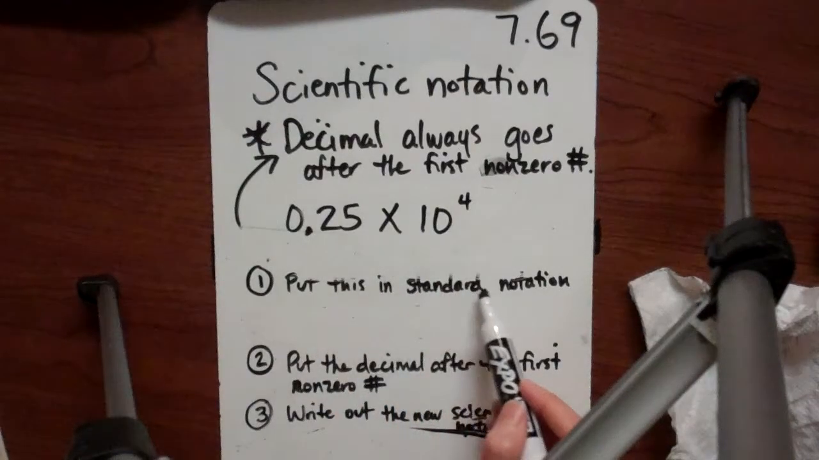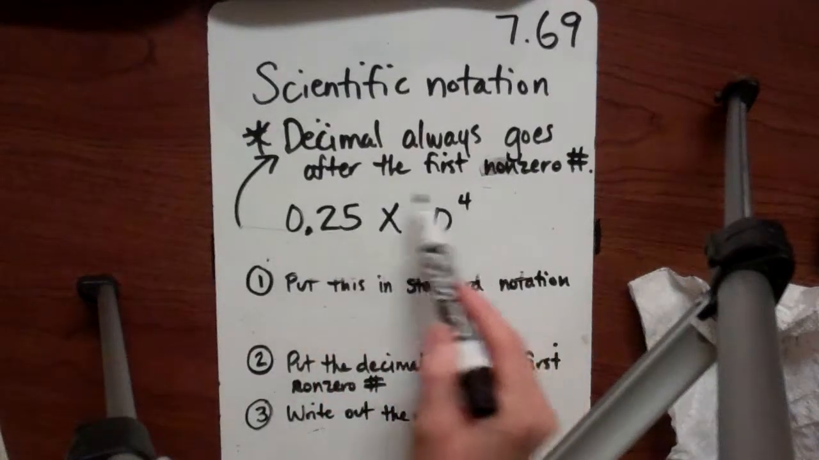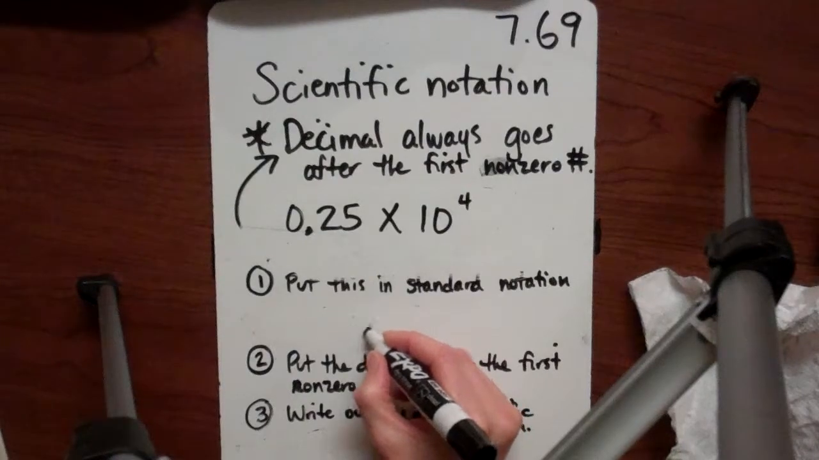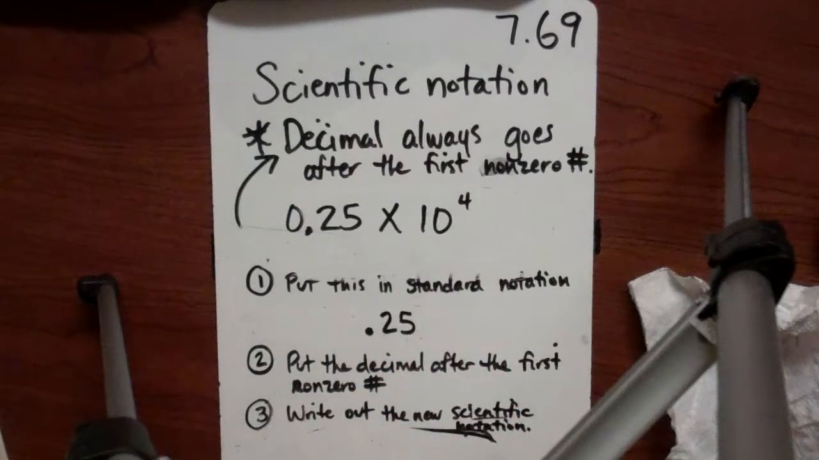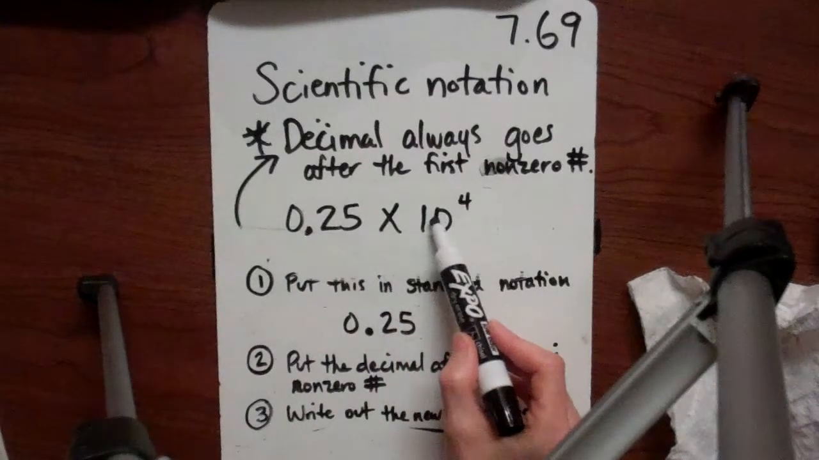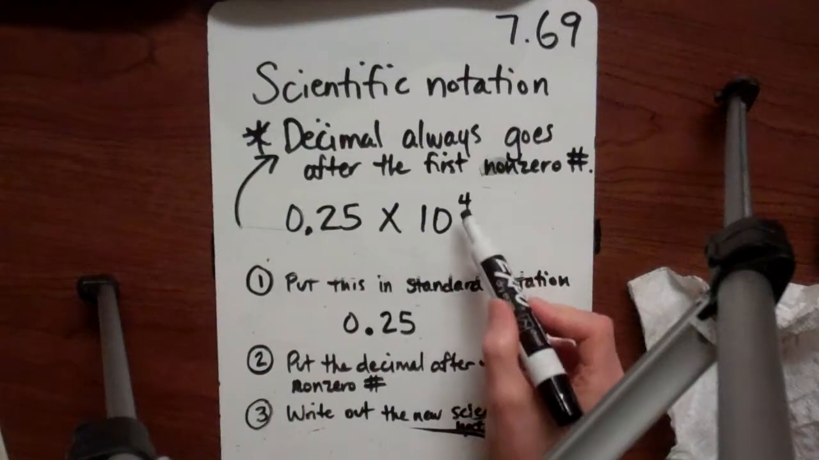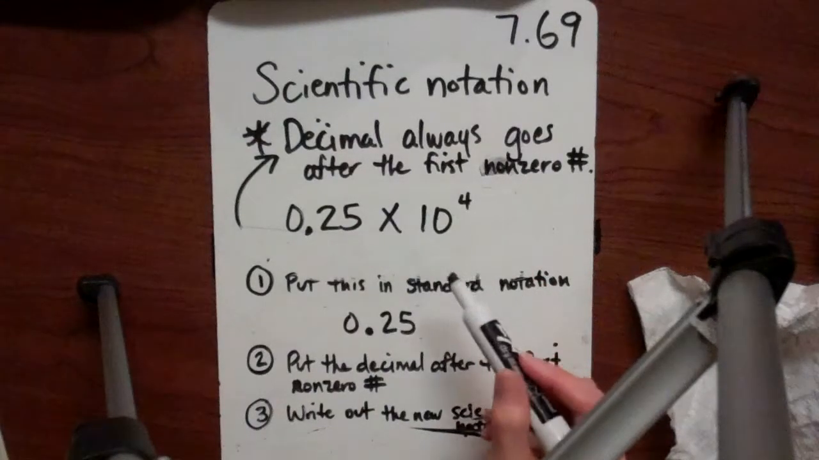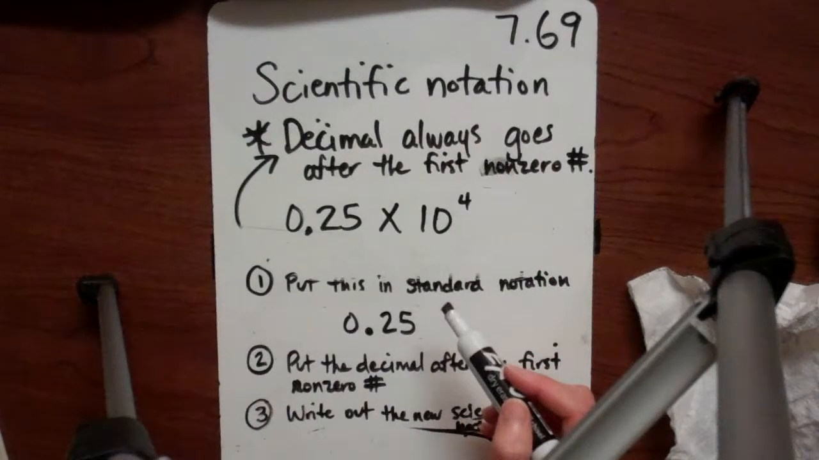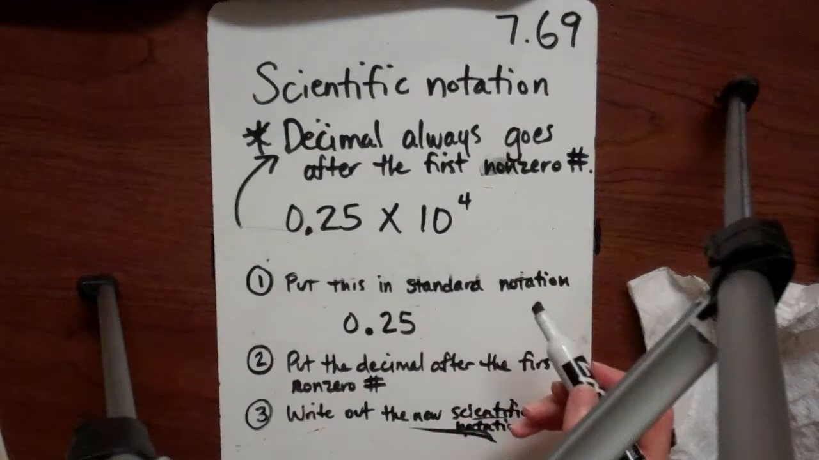So let's put this in standard notation based on what's up here, okay? So I've got my 0.25 here, okay? And I can put my 0 if I want, if it helps you, okay? And this is times 10 to the 4th power. And because it's a positive 4, which way are we going to move the decimal? Hopefully you remember that we're going to move it to the right.